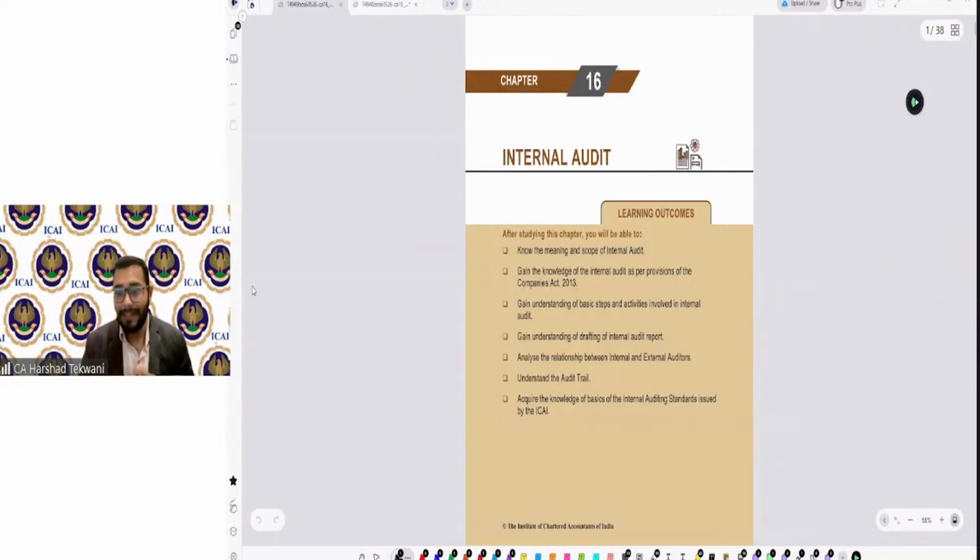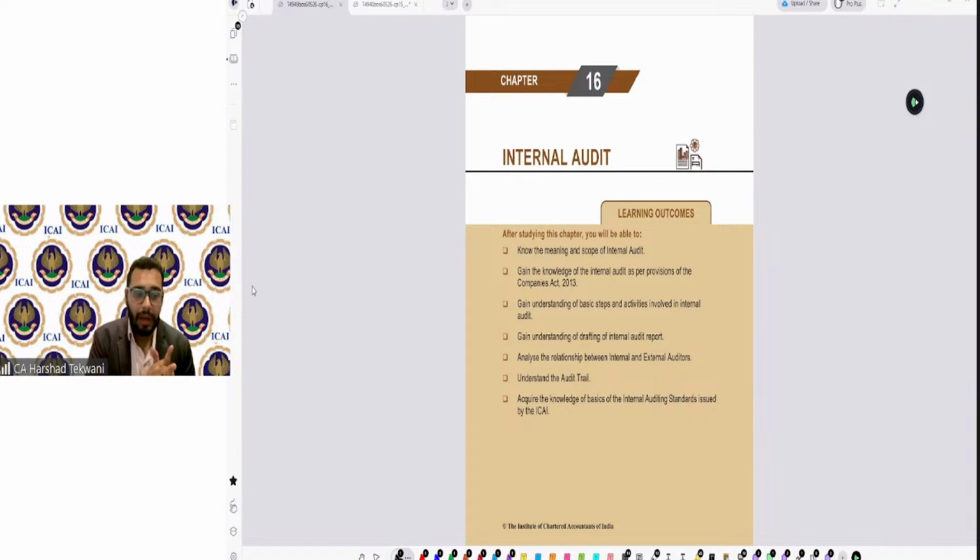Okay, chapter 16, internal audit. What are we going to learn in this chapter? Number one, what is internal audit? That understanding we will gather. Number two, provisions relating to internal audit in the Companies Act. Number three, internal audit reporting, drafting.